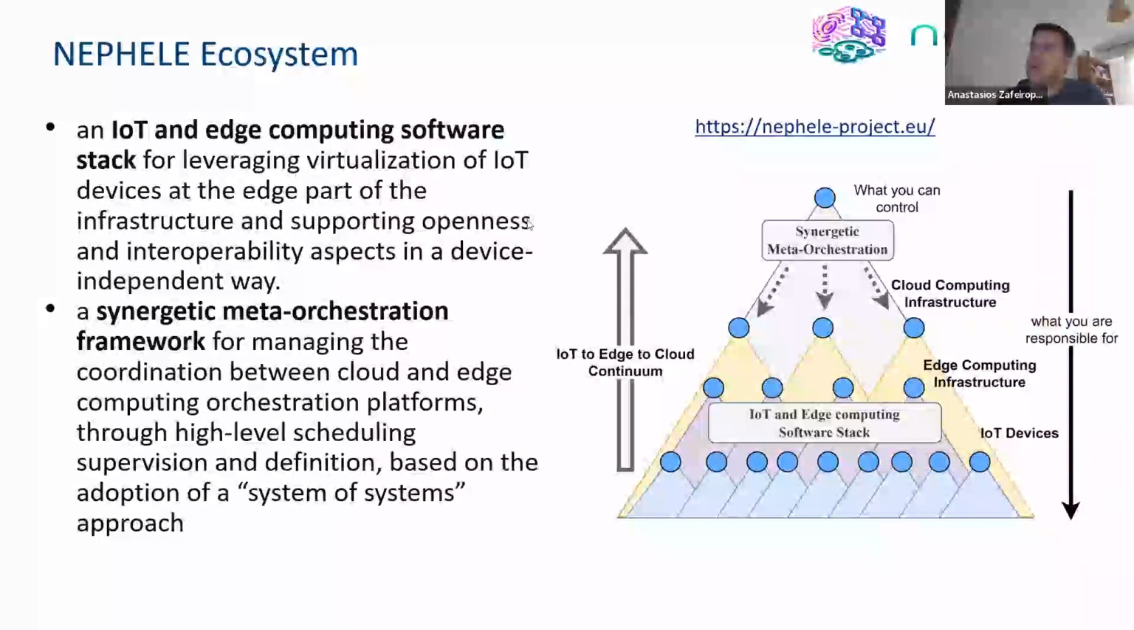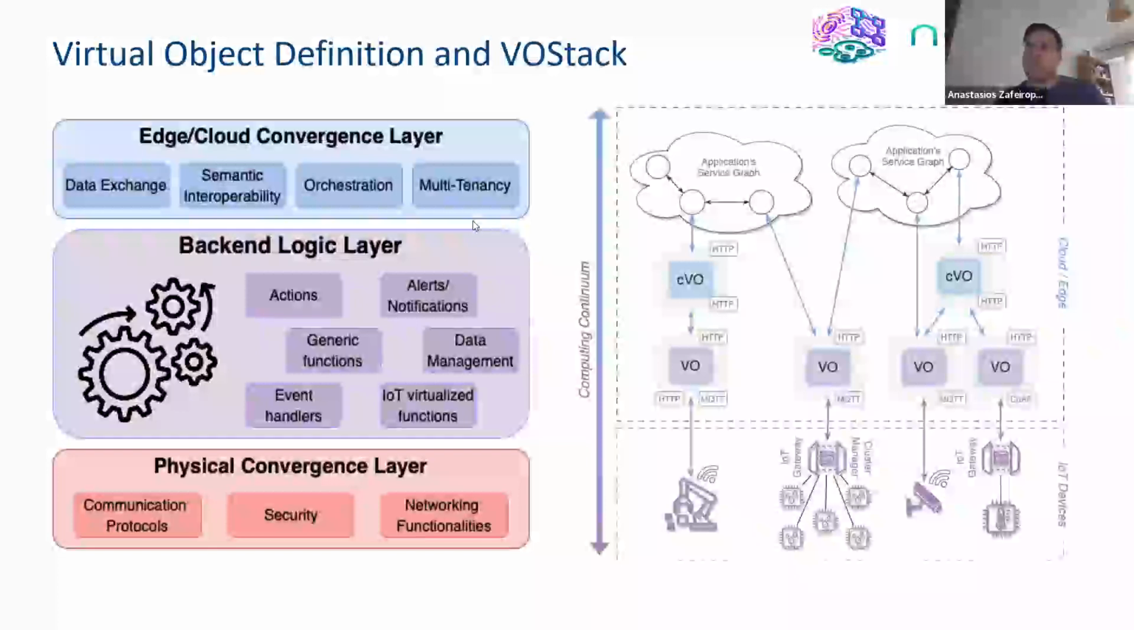As said, in today's discussion, the focus is mostly on the IoT and edge computing software stack. So what we have here is the definition of a virtual object. For us, the virtual object is the virtual counterpart of an IoT device, like this part in the figure, or it can be the virtual counterpart of a cluster of IoT devices of similar type. So here we have different devices of similar type connected through a gateway and abstracted in a virtualized instance in the edge part of the infrastructure.